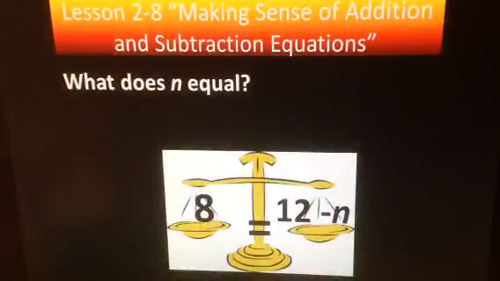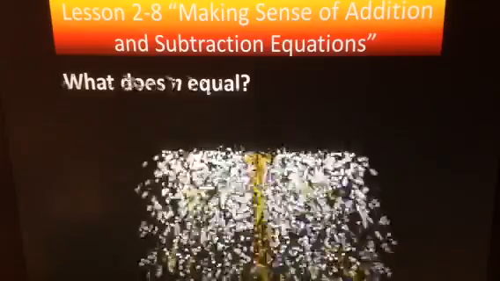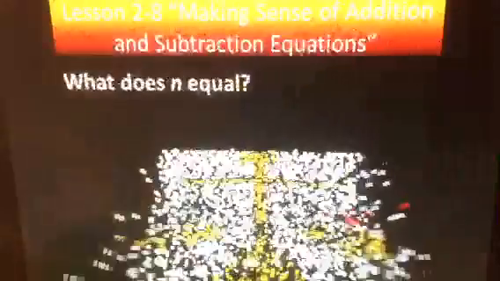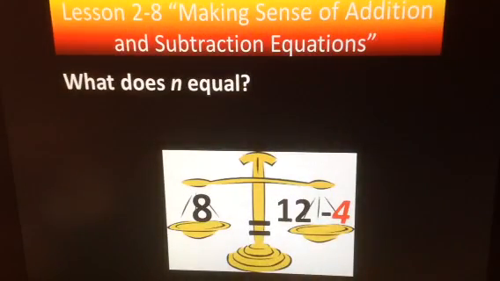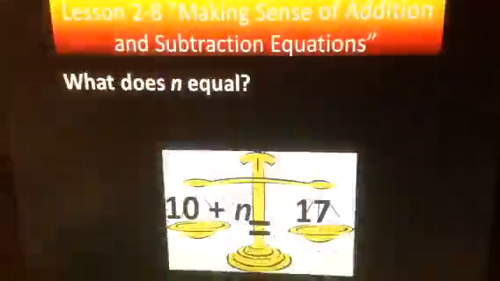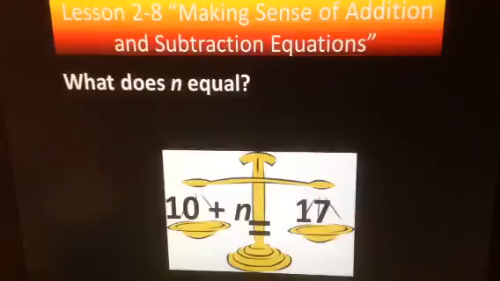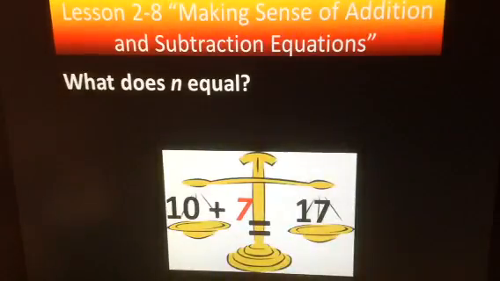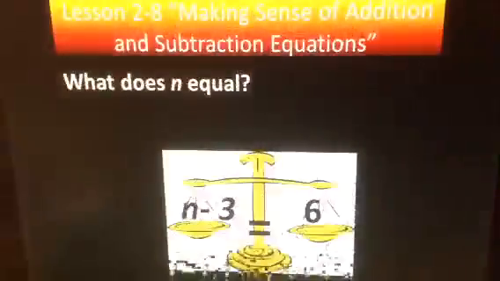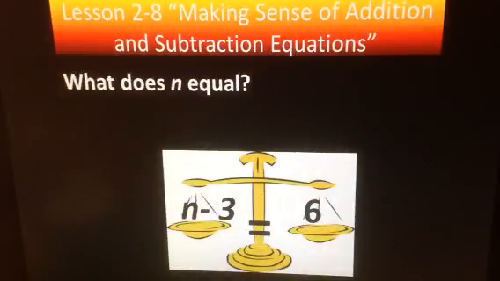What does N equal here? 8 equals 12 minus N. What would you have to add to 8 to make it 12? 4 in this case is what N equals. What does N equal here? N equals 7 here. How about this one? N minus 3 equals 6. You could solve this by adding 3 plus 6.